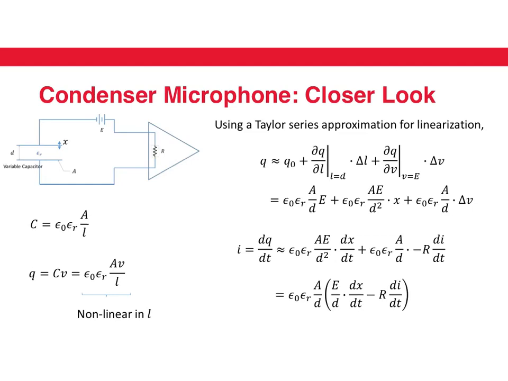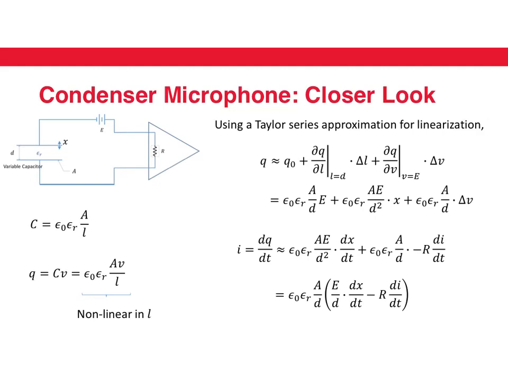Let's just take a closer look at the condenser microphone. So the capacitance is given by this equation, as we have already seen. Now the charge on the capacitor is going to be given by C times V, where V is the voltage on the capacitor, and therefore the charge is given by this equation. Now this equation is non-linear in L. We want to make it linear in L because L is the quantity that is changing in the capacitor, and the capacitance is changing as a response to the change in distance between the two plates.